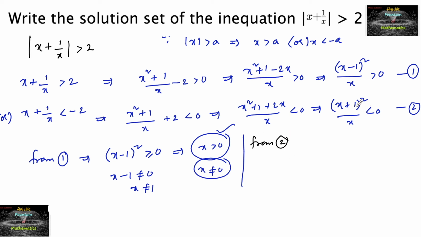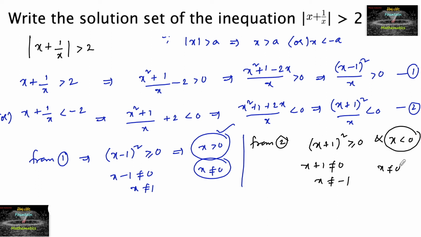Coming to the second case, x plus 1 whole square is also greater than or equal to 0, but it is strictly less than 0. So x plus 1 should not be equal to 0, that is x should not be equal to minus 1. And since the numerator is positive, the denominator must be negative to satisfy the inequality. So x must be less than 0 and also x should not be equal to 0. So the two solutions combined.